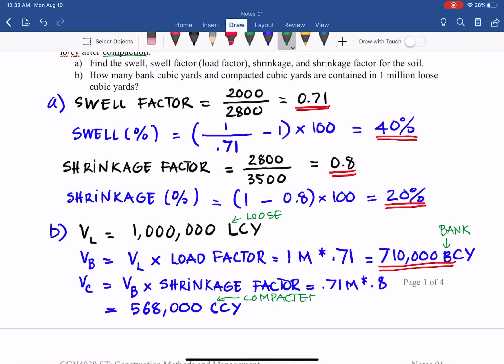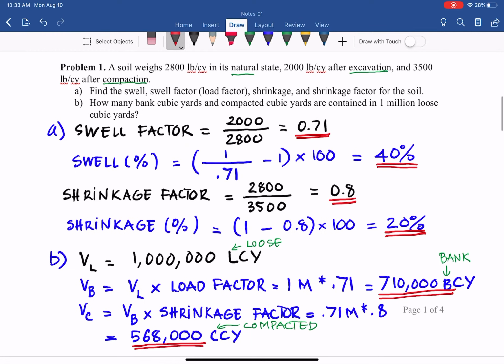So what does that mean? You can see you have 1 million loose cubic yards, and after compaction it is reduced almost half. So that is the importance of seeing the volume change for different conditions of the earth. So with that, we close the first portion of this lesson, and we move to the next video. We will talk about how to determine the volume for different geometrical shapes.